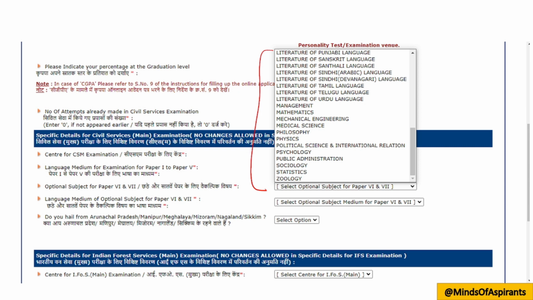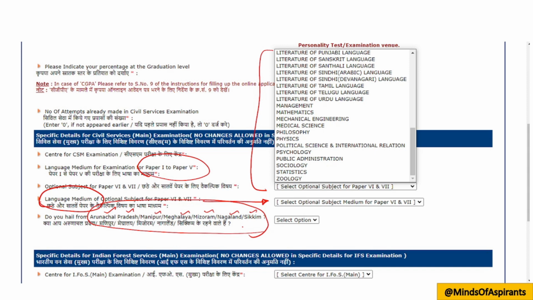So just click that, and the language or the medium of optional paper. See here, the medium of optional paper. Which language are you going to write it in? Whether you are going to write it in some regional language, as you have appeared for in paper 1 to paper 5, or you are going to just write it in English, you can click that.